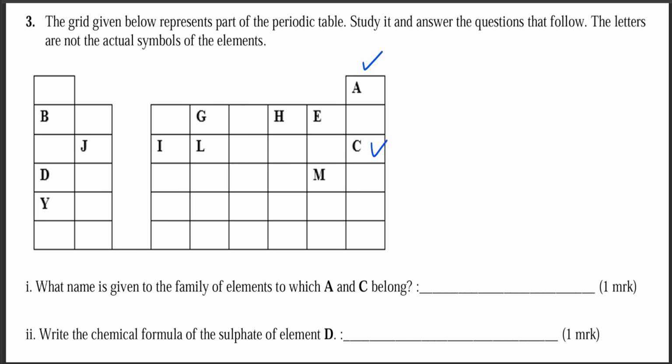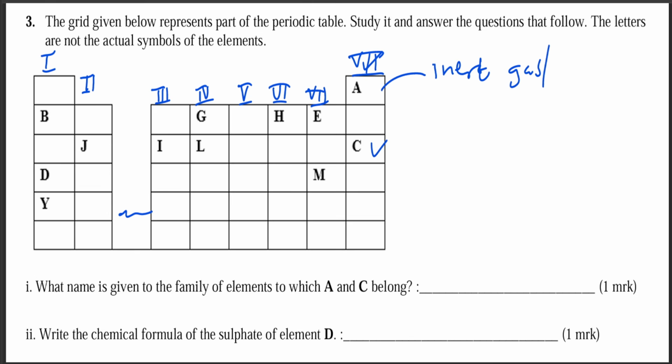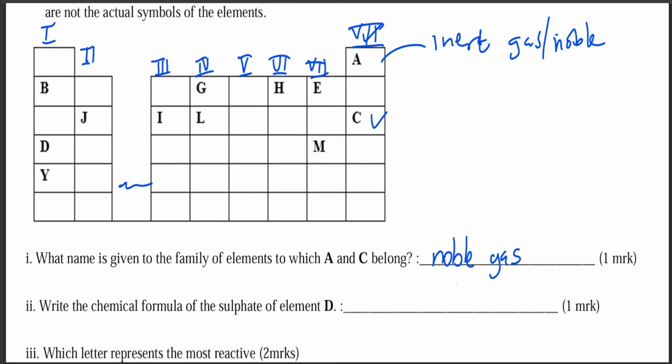A and C. Remember, hii ni group 1, 2, hii hapa ni transition metals, 3, 4, 5, 6, 7, and group 8. Now group 8 are called inert gases, or we call it rare gases or noble gases, but the main chemical name yenyewe wacha tuite noble gases. Okay, noble gas family.